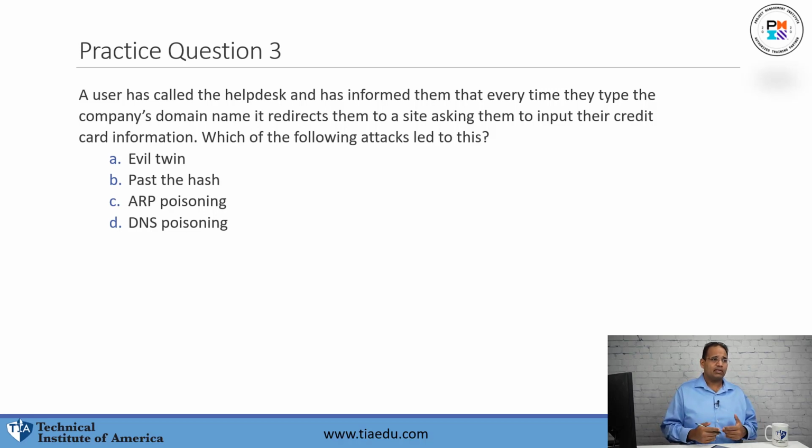All right, practice question number 3. A user has called the help desk and has informed them that every time they type a company's domain name, it redirects them to a site asking them to input their credit card information. Which of the following attacks led to this? A, evil twin. B, pass the hash. C, ARP poisoning. Or D, DNS poisoning. All right, I thought this one here was a pretty easy one. Let's see if you guys are able to get this.